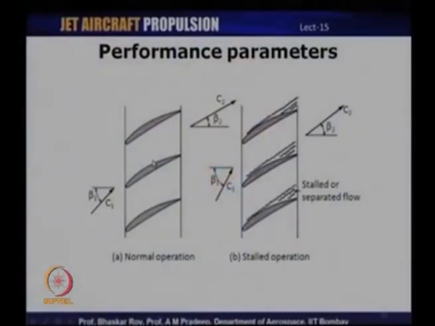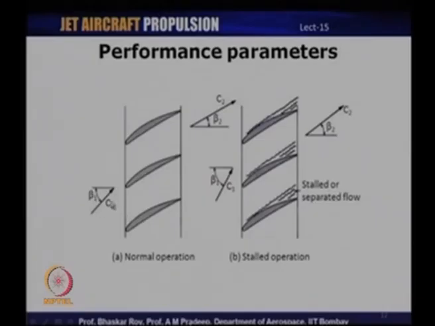So, if you were to look at a normal and a stalled operation of the blade, as I mentioned, as the incidence exceeds certain angles, the flow will separate from the blade surface, leading to stalling of the cascade. So, let us take a look at two different cases. One is a normal operation of the blade and the other is a stalled operation.